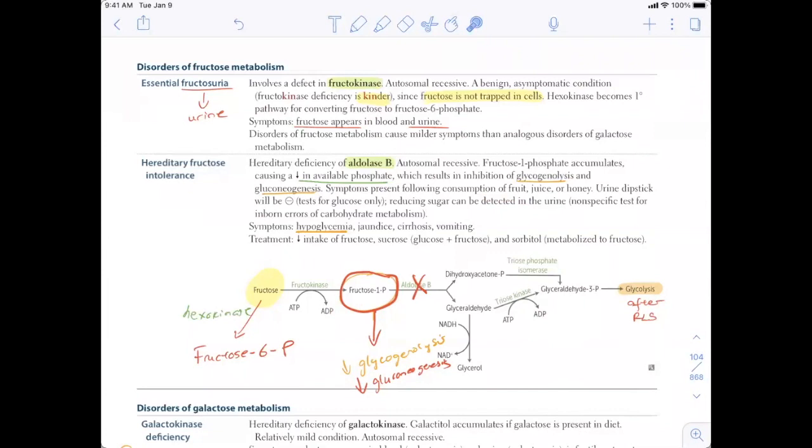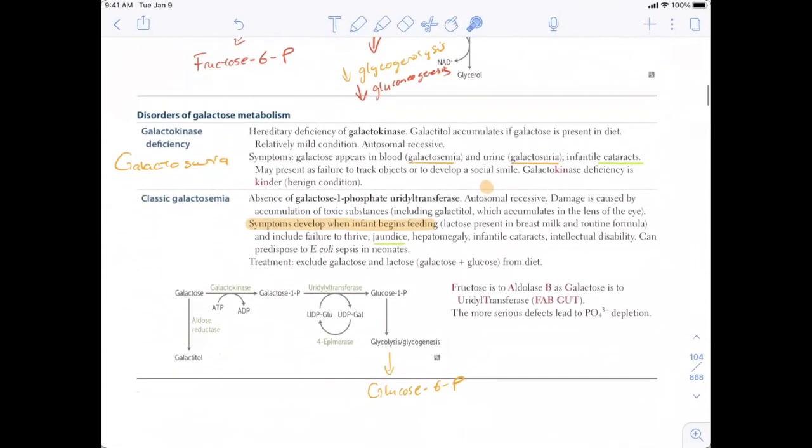Avoid sucrose because sucrose has fructose and a lot of table sugars we use have fructose in them. So sucrose, avoid that. And also avoid sorbitol. We'll come to sorbitol shortly because sorbitol can be changed to fructose. So avoid fructose or anything that can change to fructose. Sorbitol is one of them. That's how you can manage this scenario. So that's from the fructose side of things.